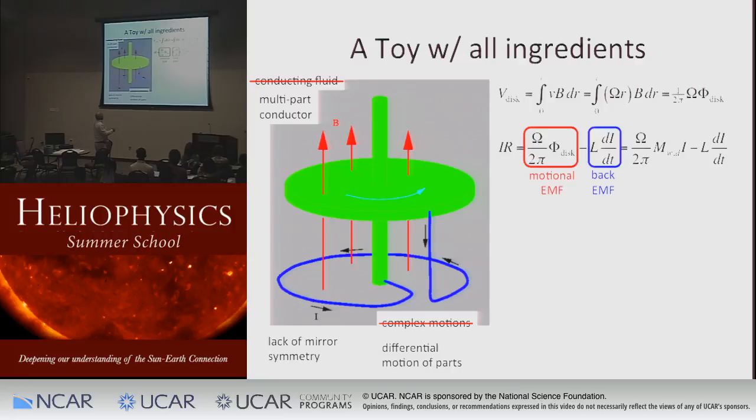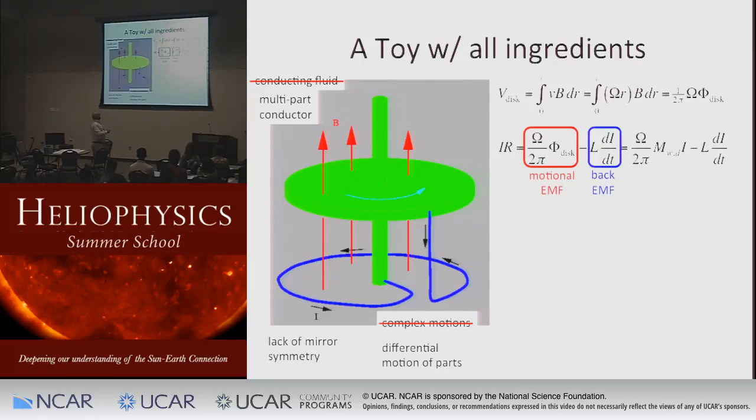And somewhere in there, there's a resistance, R. And so the current times the resistance is equal to the total EMF around this circuit. That comes from this motional EMF and then what's known as the back EMF, right? Minus the self-inductance times the rate of change of the current. Sort of freshman level circuit type theory.